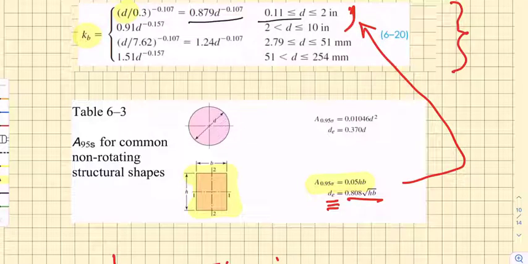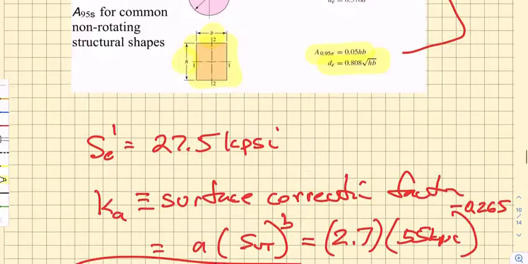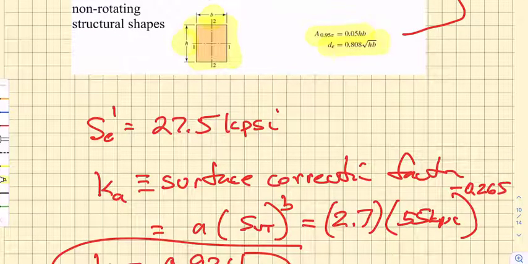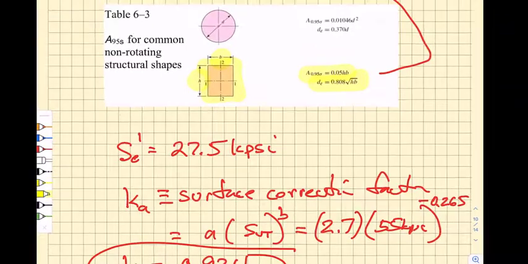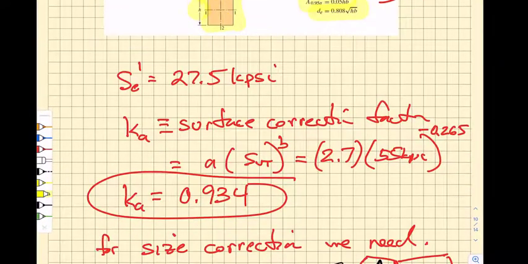And so the equation that we have for that is that the equivalent diameter is 0.808 times the square root of h times b. So we need to know h and b. And we can just do that from our face width and our tooth width. So our first estimate of the endurance strength we already said. Our surface correction factor turns out to be 0.934.